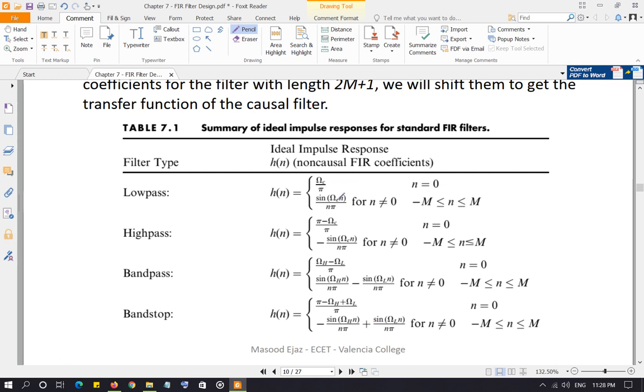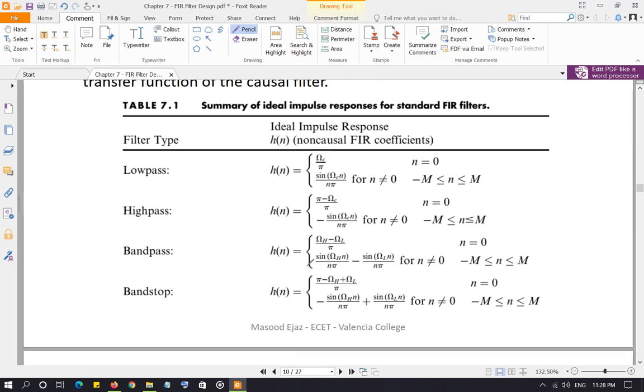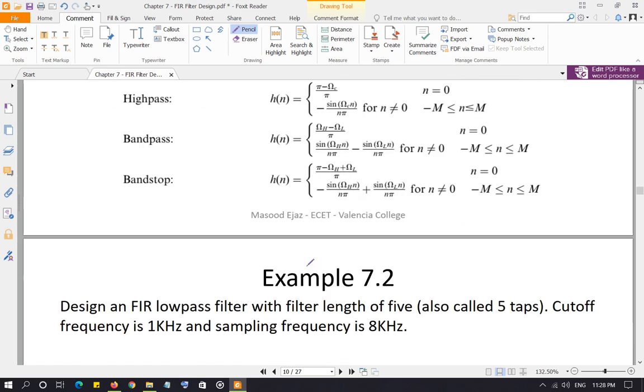Observe that for n equal to 0, each one has a different h of 0, and when n is not 0, then this is the equation for n not equal to 0. And remember, for negative values of n and positive values of n, it is the same value of h of n. So h of -7 and h of +7 will give you the same value, as you will see when you evaluate it.